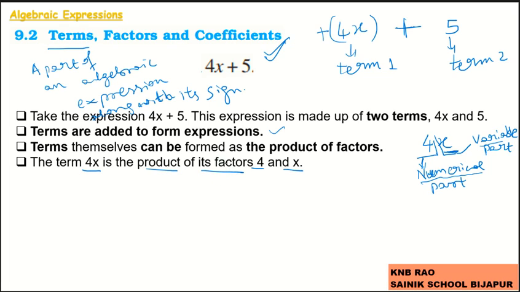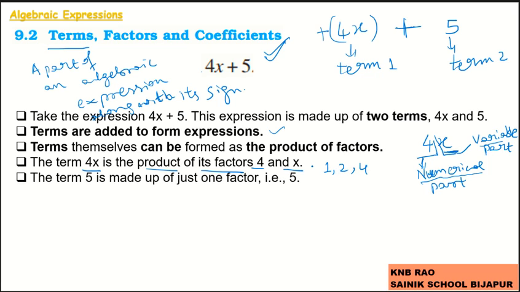So 4 is a factor, x is a factor. And do you know the factors of 4? You know factors of 4 now. 1 is a factor, 2 is a factor, and 4 is a factor of 4. So even for this 4x, 1 can be a factor, 2 is a factor, 4 is a factor also. Factors of this numerical part are factors of that term. Okay? Then, the term 5 is made up of just one factor. It is 5.